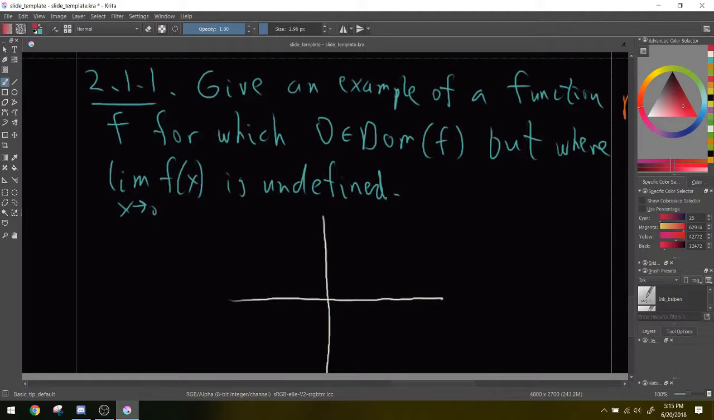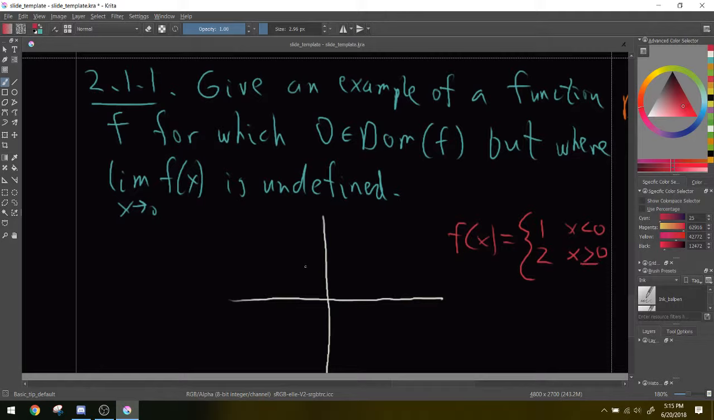So I'll have to try. We could just make another piecewise function where if x is less than 0, then y equals 1. Trying to think of how to word this right. So x less than 0, you output 1. And if x is greater than or equal to 0, then output 2.